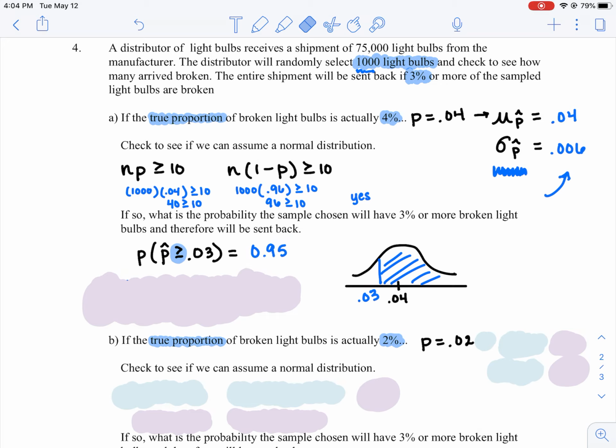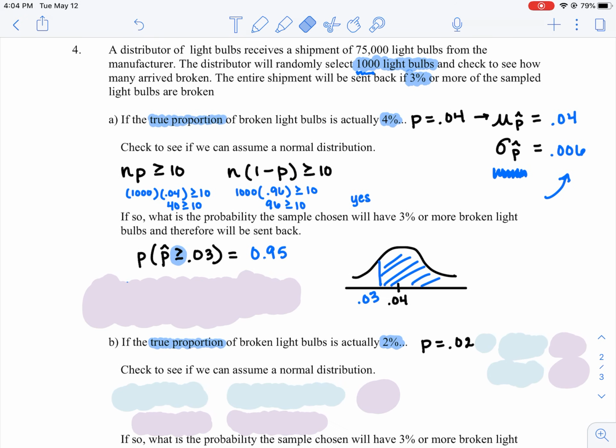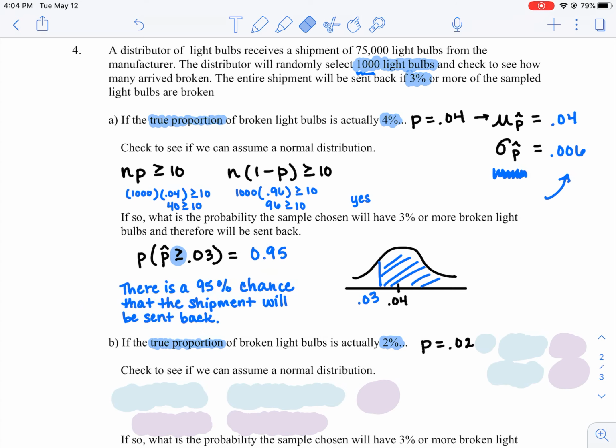Okay, so what do you guys think? Tell me, do you think there is a high probability that he's going to send his shipment back? Answer that now. And I would say there is a 95% chance that the shipment will be sent back. So yes, he's probably going to send his shipment back. So maybe 3% shouldn't be the threshold. If the true proportion is 4%, sounds like he probably shouldn't make his threshold 3% that he sends it back.